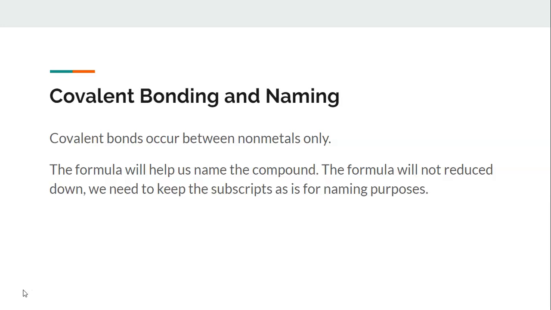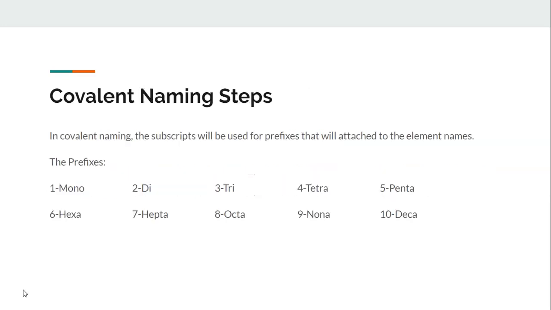The formula is going to help us name the compound. So it's very important that you have your formula correct, because that's going to name the compound. The formula will not reduce down. Here's the big thing with ionic compounds: you can reduce down. If you have a subscript of 2 and a subscript of 4, those are both divisible by 2, so you can reduce it down to 1 and 2. In covalent bonding, we don't want to do that because it changes the name, and we're going to see that in just a second. So we want to keep our subscripts as is because they're there for naming purposes.